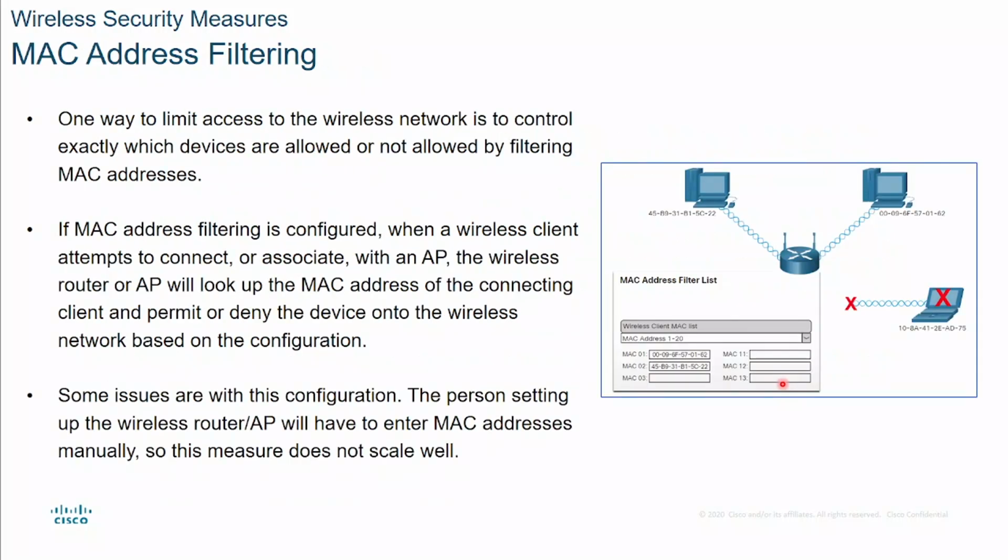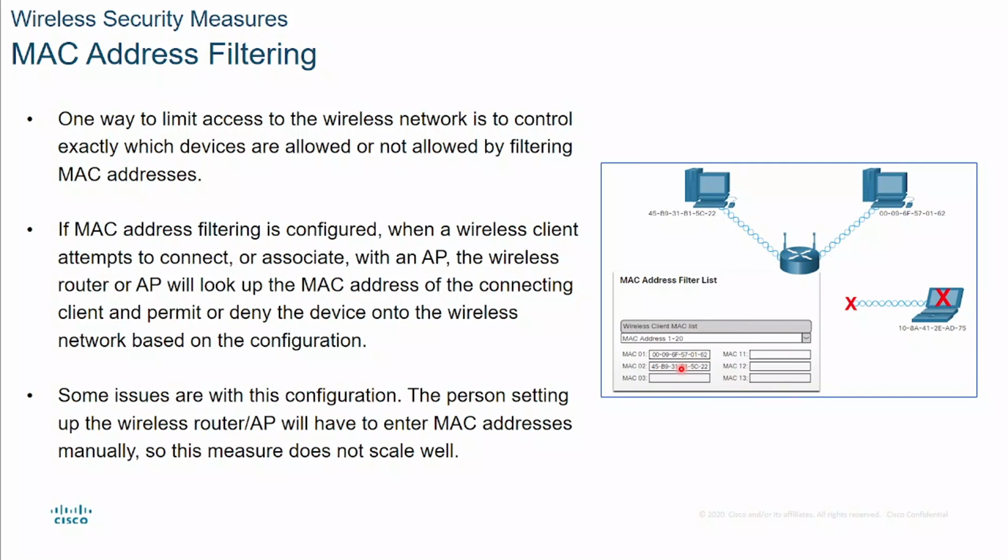Now let's look at MAC address filtering. One way to limit access to a wireless network is through filtering of MAC addresses. If MAC address filtering has been configured, when a wireless client attempts to connect or associate with your access point or your wireless router, the router or access point will look up the MAC address of the connecting client and permit or deny the device onto the wireless network based on the configuration. Which means that if the particular device is not among this MAC address table, this list of MAC addresses, it's going to be denied.